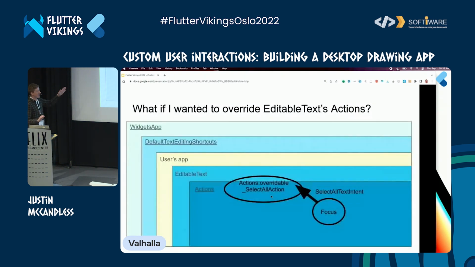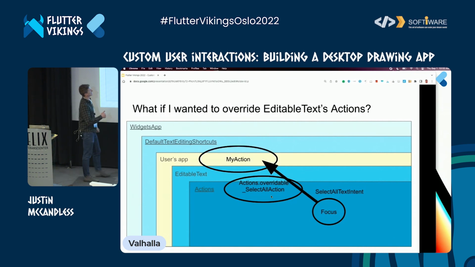So what happens is that here it is caught by this actions widget in editable text when we do our Command A and our select all. But then because it's overridable, it keeps looking up the tree. And it says, oh, wait, there is another actions widget that maps this. And here it is in the user's app. And so I'm going to call that one instead.